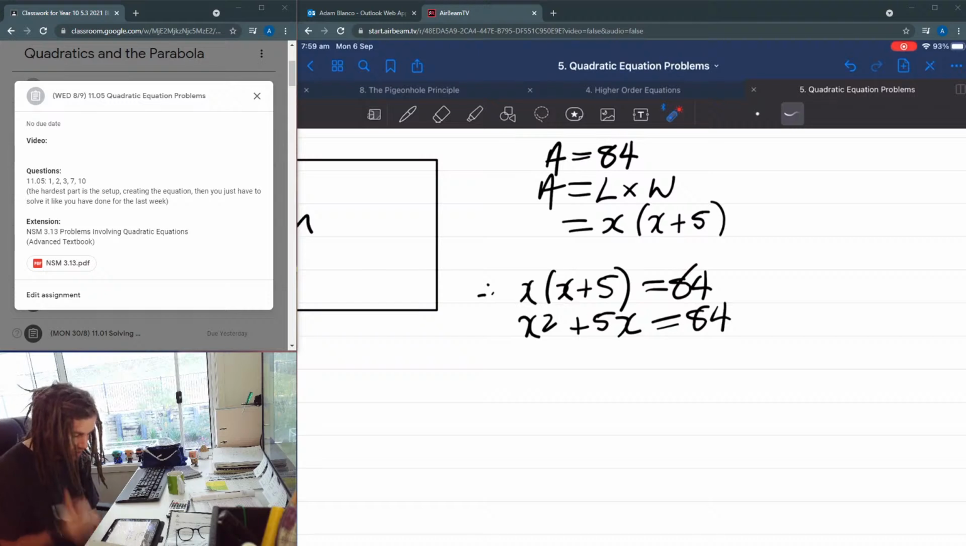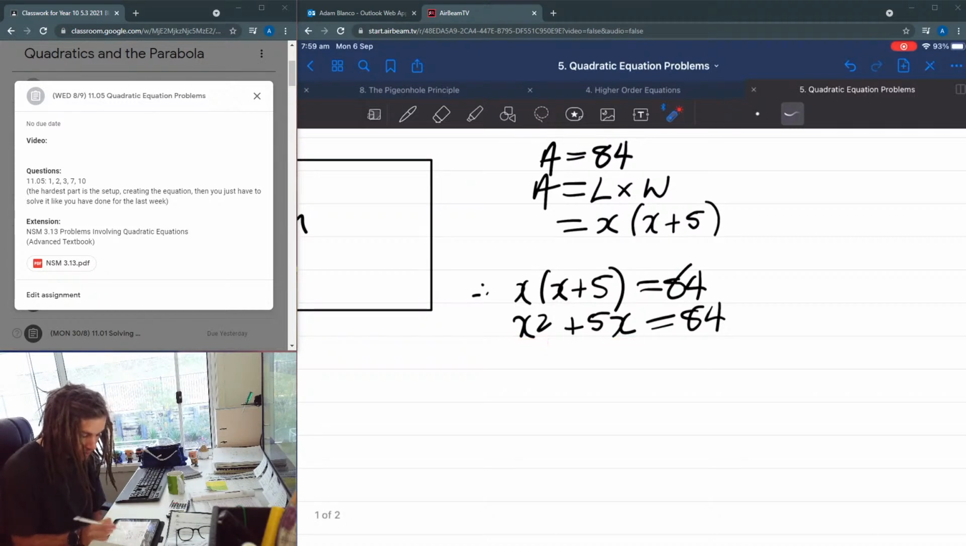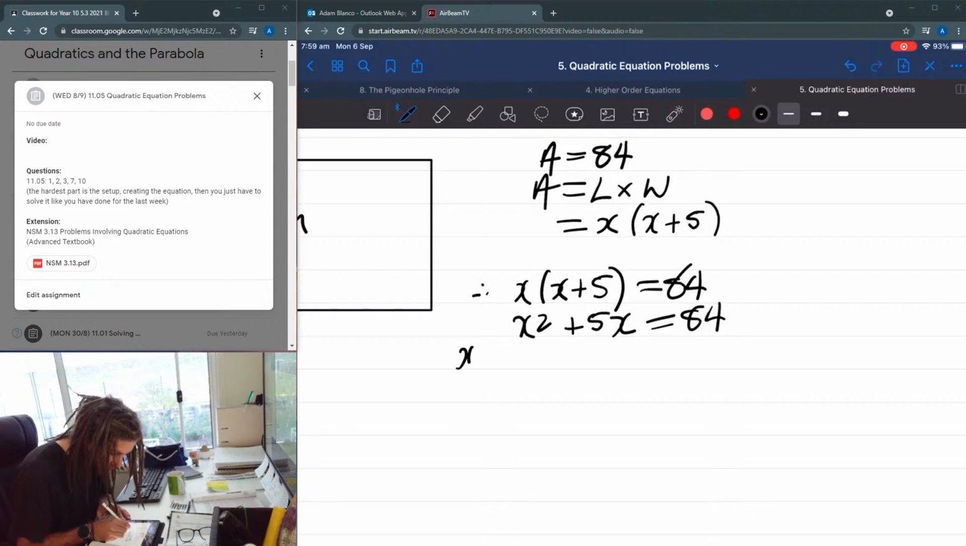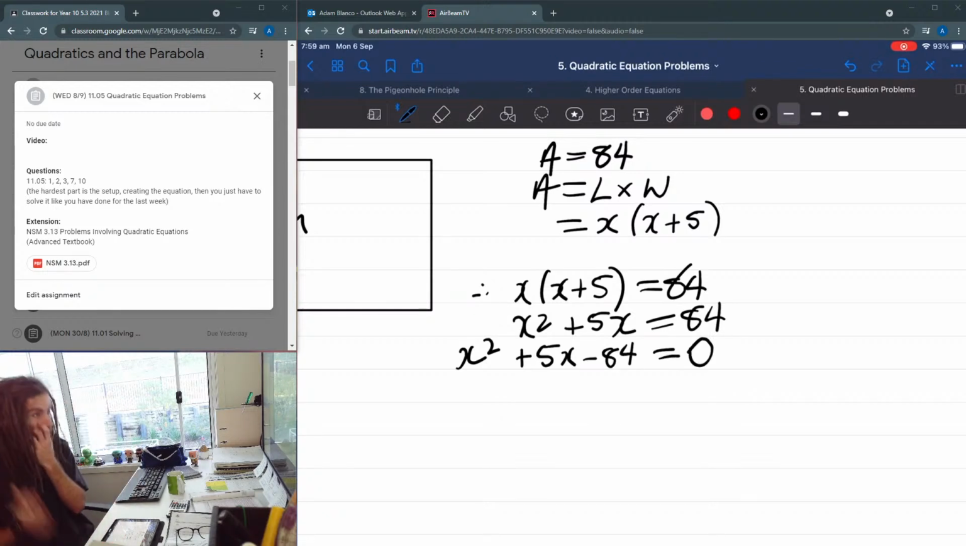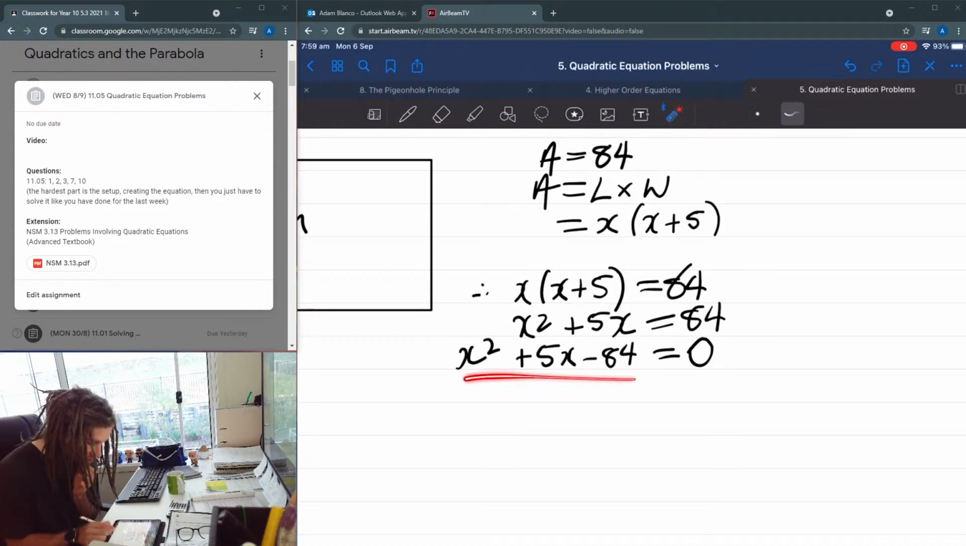If you have a quadratic equation that has 2 x terms, if this wasn't there, then that's fine, you just square root. But because it's 2 x terms, you have to move everything to one side and put a 0 at the end. So I'm going to move the 84. So I'm going to have x squared plus 5x minus 84 equals 0. And then you're good. So once I've got that, I can now choose how I'm going to solve this. Once I've got all my terms here, the first thing I would look for is are there two numbers that add to this and times to this?